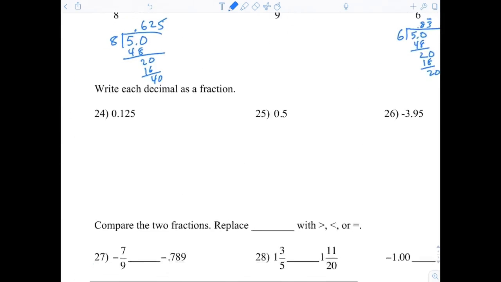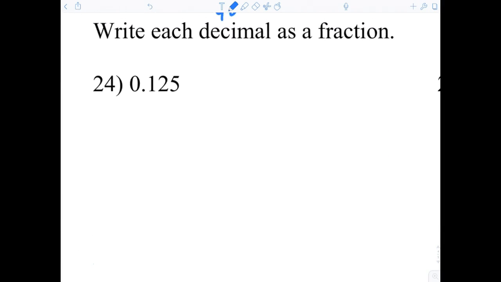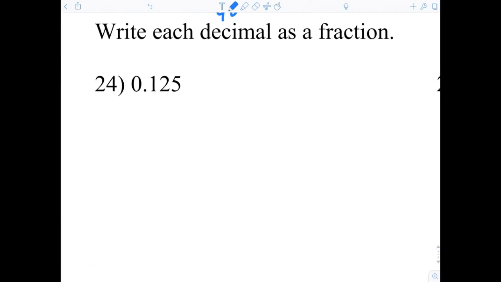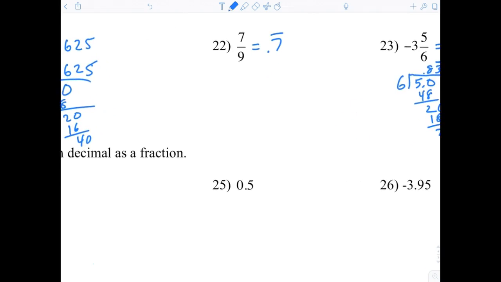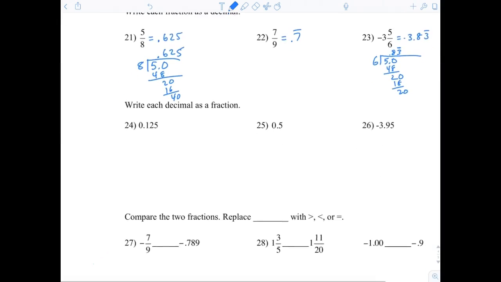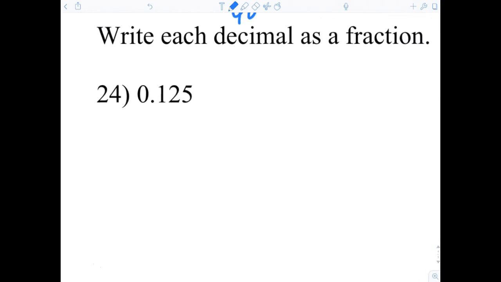Not hard. All right. Now, writing as a fraction. That's okay, buddy. 7/9 was 0.7 repeated. You remember that? All right. Who remembers 0.125 has to be the same as 1/8? Beautiful. You should know that.